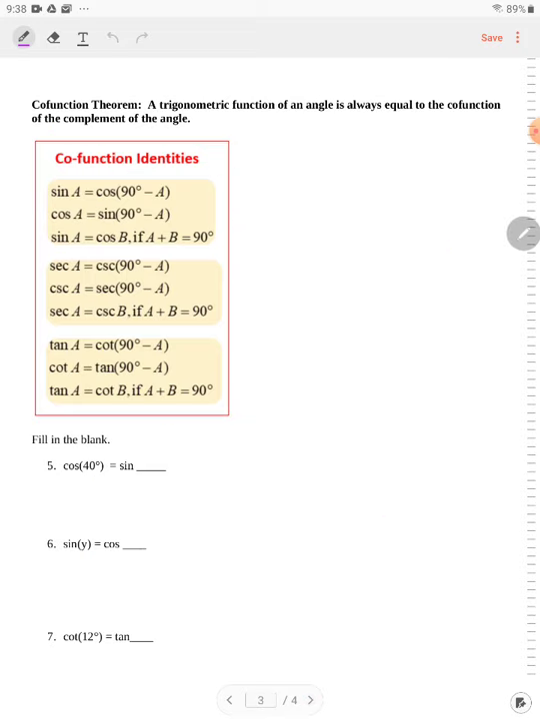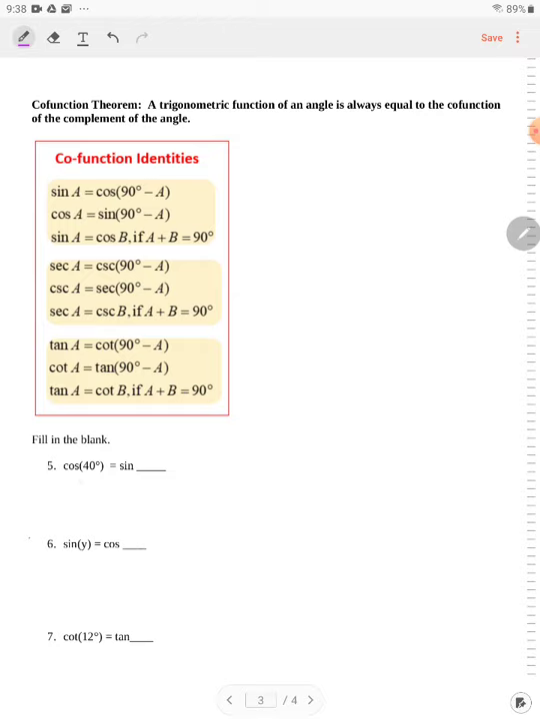All right, we have a cofunction theorem. So a trigonometric function of an angle is always equal to the cofunction of the complement of the angle. So the two angles have to add up to 90. And the complement is 90 minus the angle. So for example, cosine and sine are cofunctions. And then tangent and cotangent are cofunctions. Secant and cosecant are cofunctions.